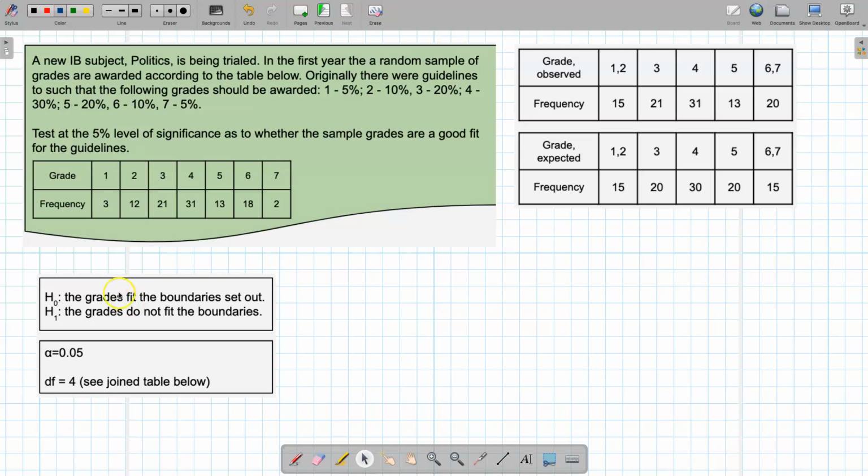Now everything else is the same as normal, so I may as well just carry through this test. So let's get rid of this. We have H0, the grades fit the boundaries set out. H1, they don't fit the boundaries set out. We're using the 5% level of significance, and we're using degrees of freedom of 4 because we have 1, 2, 3, 4, 5 categories. So degrees of freedom of 4.